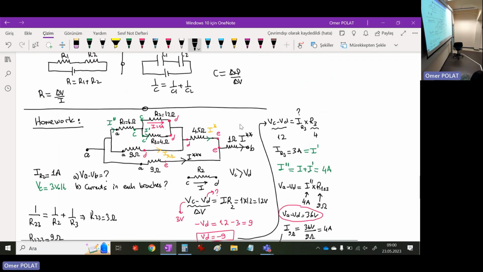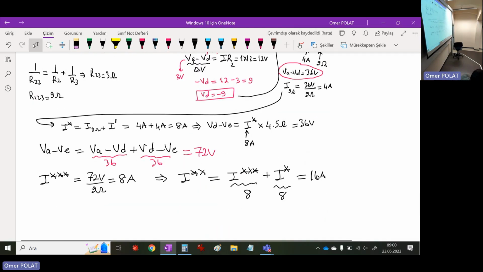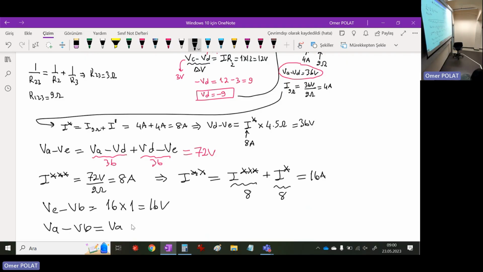And finally, if the current here is 16 amperes, 16 volt is the potential difference. VE minus VB is 16 volts times 1, 16 volt. What is VA minus VB? VA minus VE plus VE minus VB. So these two cancel and it gives 72 plus 16, totally 88 volts. This is the total potential difference between the two groups.